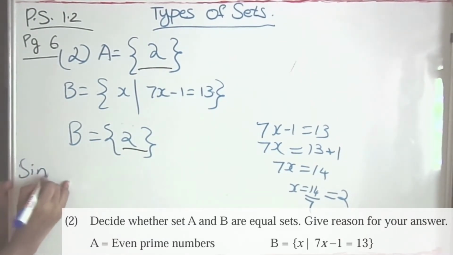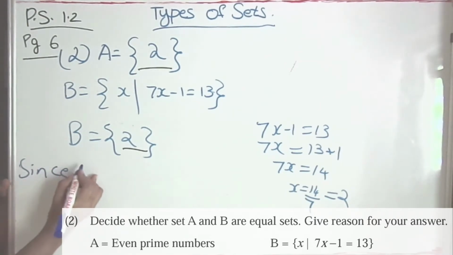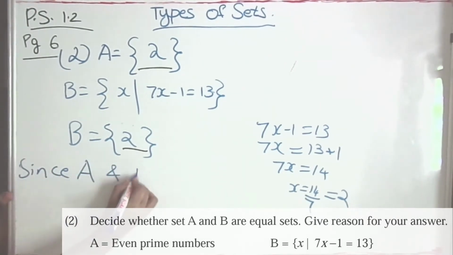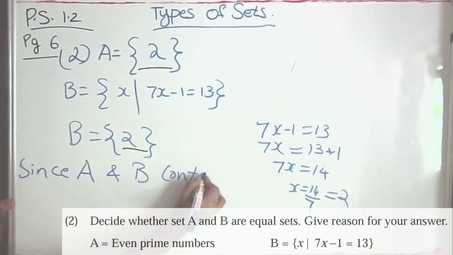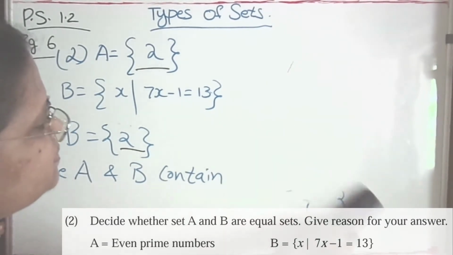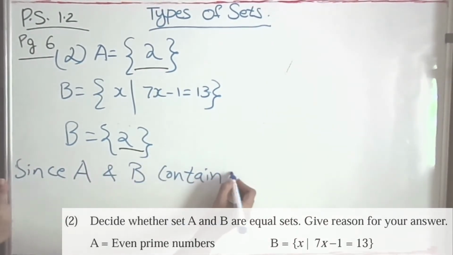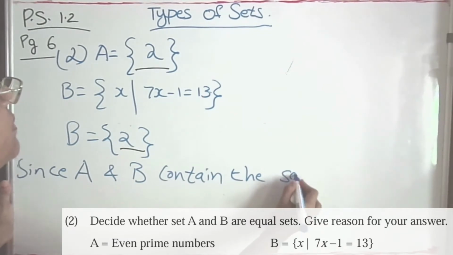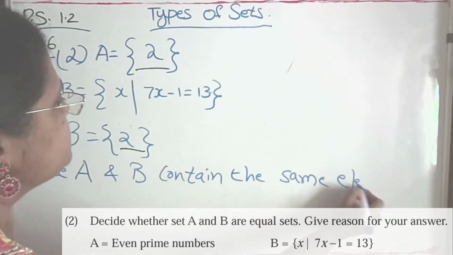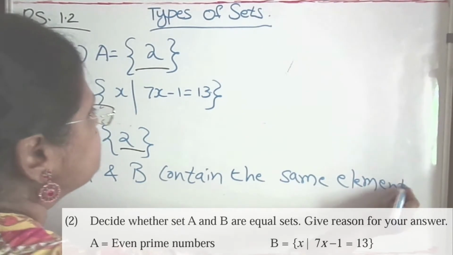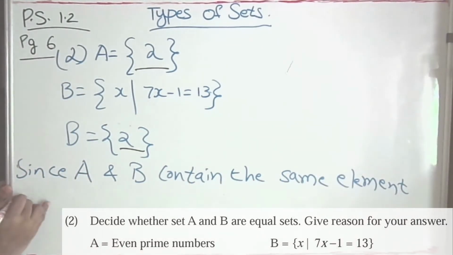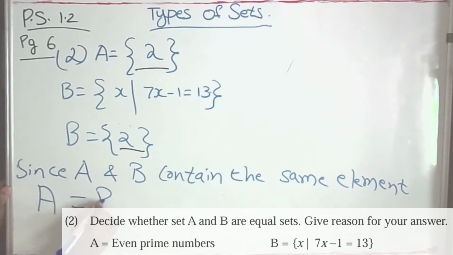So what is the reason? Because they have asked us to justify. So you have to write, since A and B contain the same element, A is equal to B. Okay, we have finished with the second sum. Now let us go to the third sum.